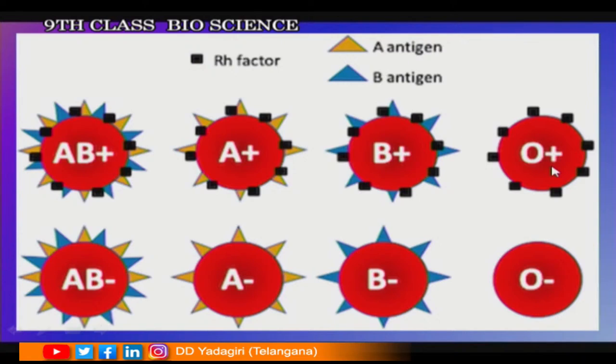So as you know, if there are no antigens present, we call it O blood group. It has RH factor, so we call it O positive blood group. In this there are no antigens and no RH factor. So this type of blood group with no antigens and no RH factor is said to be O negative.